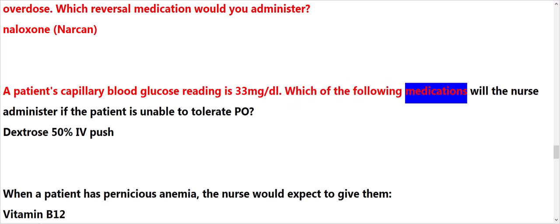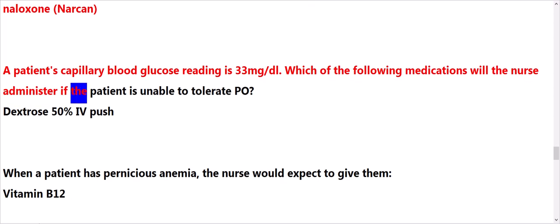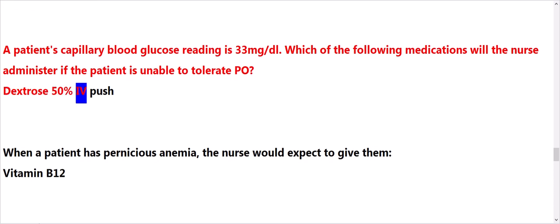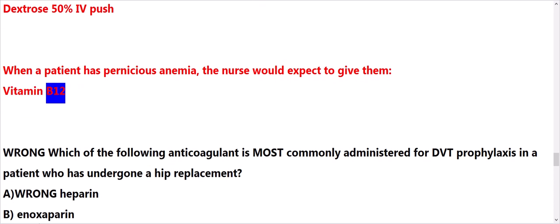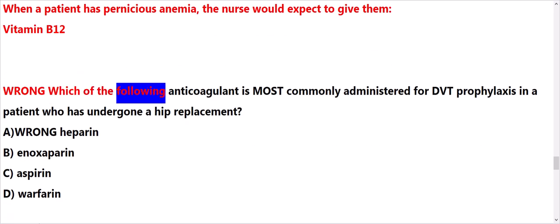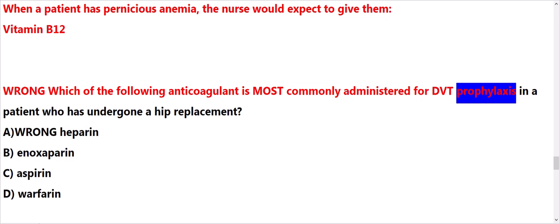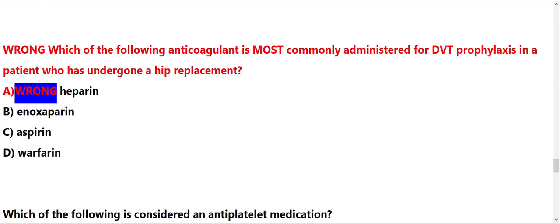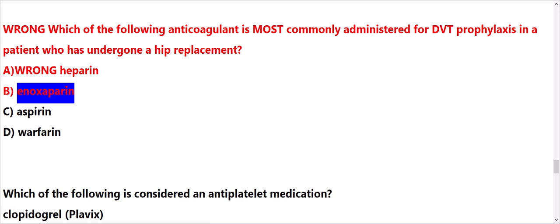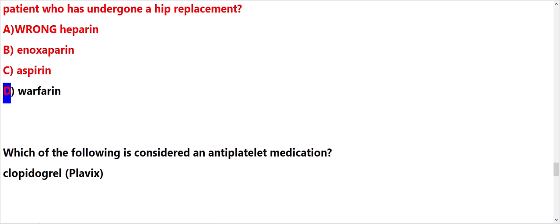A patient's capillary blood glucose reading is 33 mg/dl. Which of the following medications will the nurse administer if the patient is unable to tolerate PO? Dextrose 50% IV push. When a patient has pernicious anemia, the nurse would expect to give them vitamin B12. Which of the following anticoagulants is most commonly administered for DVT prophylaxis in a patient who has undergone a hip replacement? A. Heparin, B. Enoxaparin, C. Aspirin, D. Warfarin.